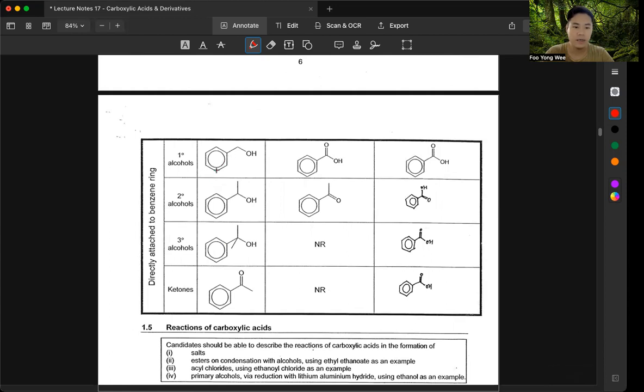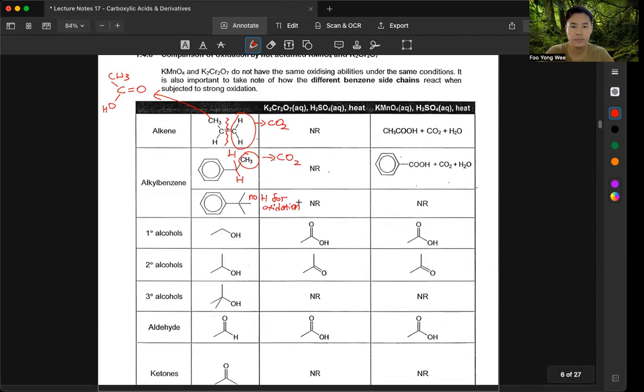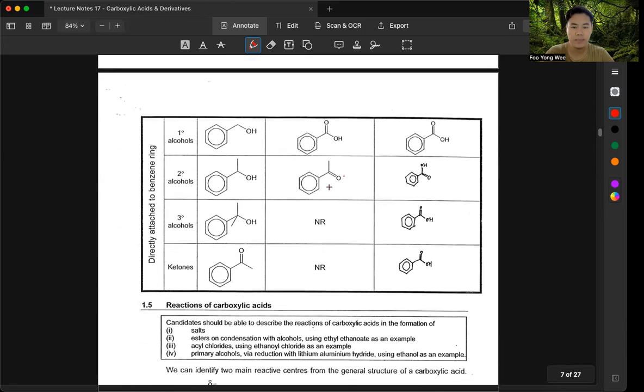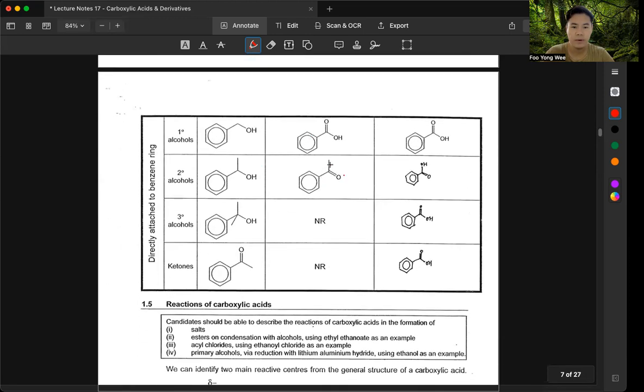As for the primary alcohol that is directly attached to the benzene ring, it can undergo oxidation by both the reagents. Secondary, it will form the ketone with dichromate. You will just stop at ketone.